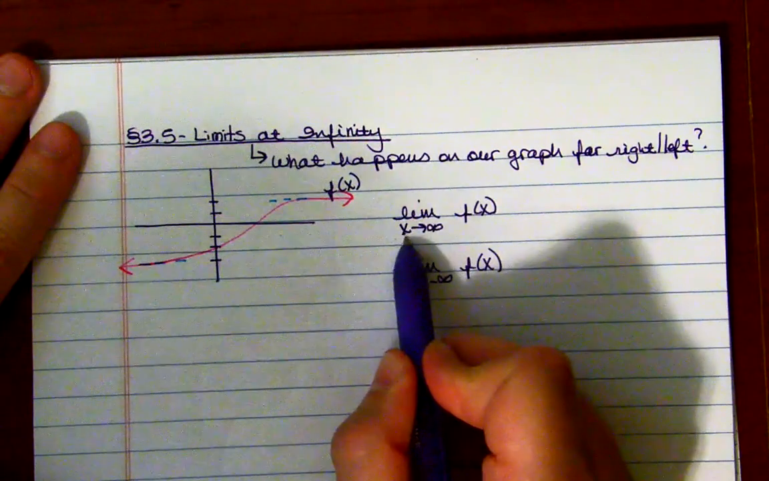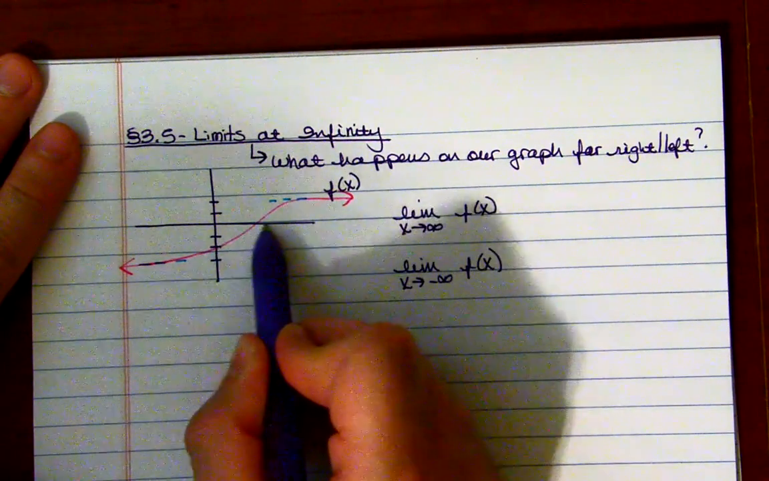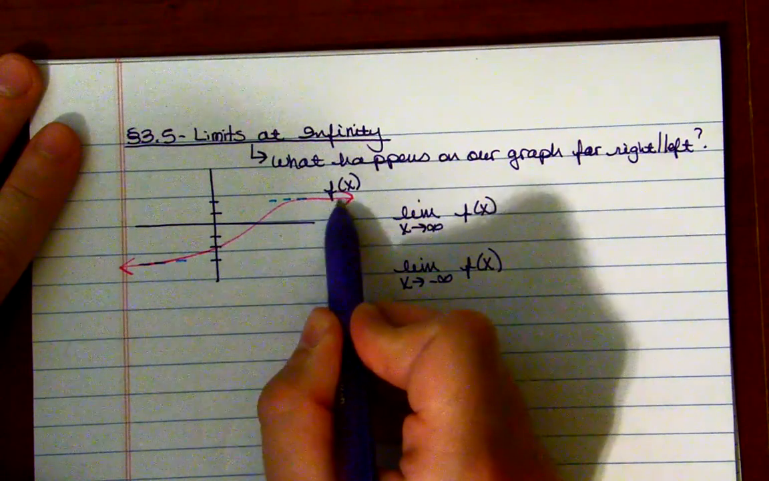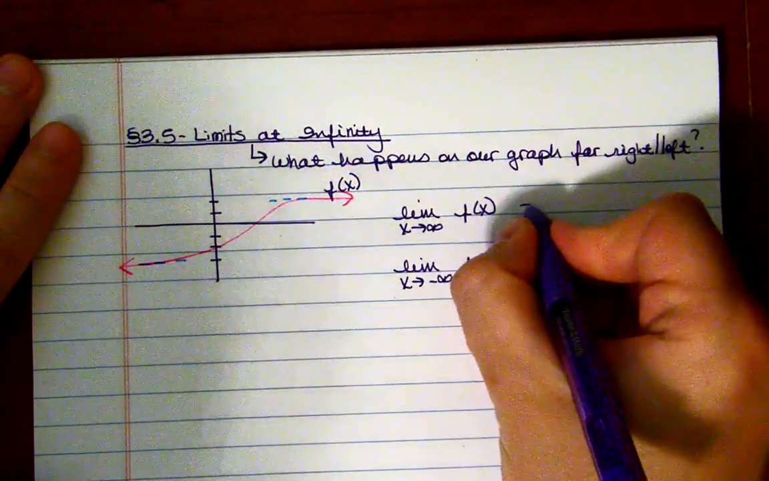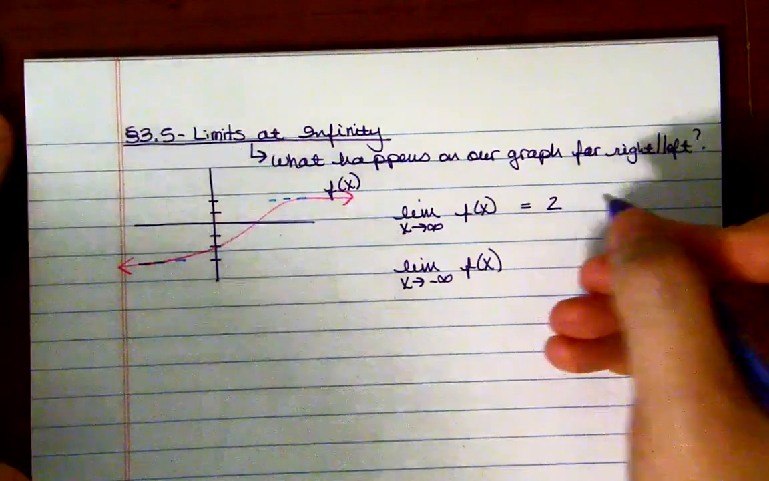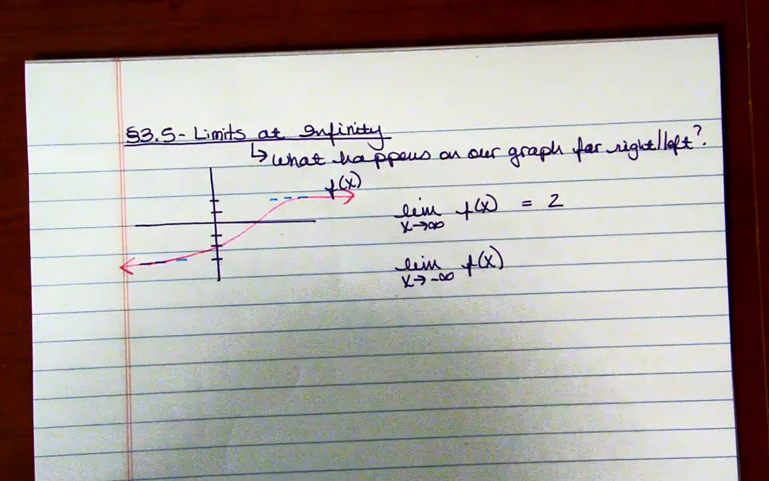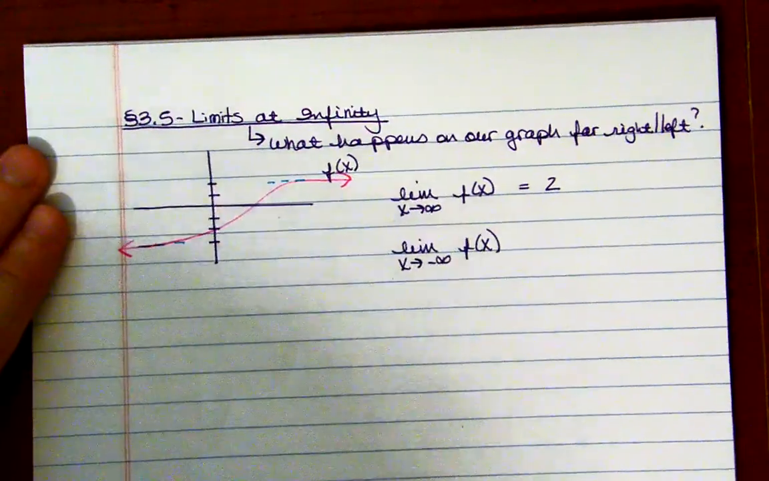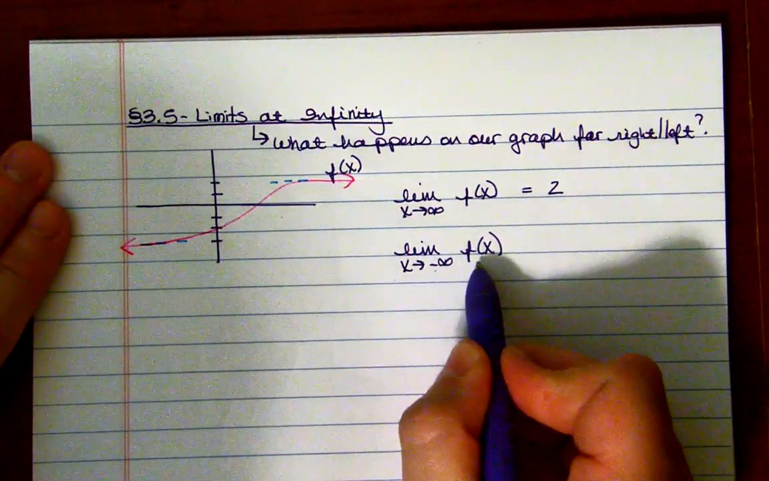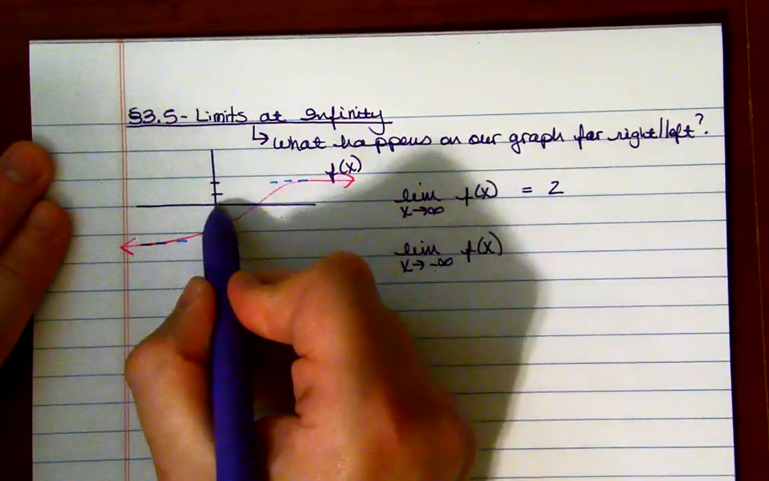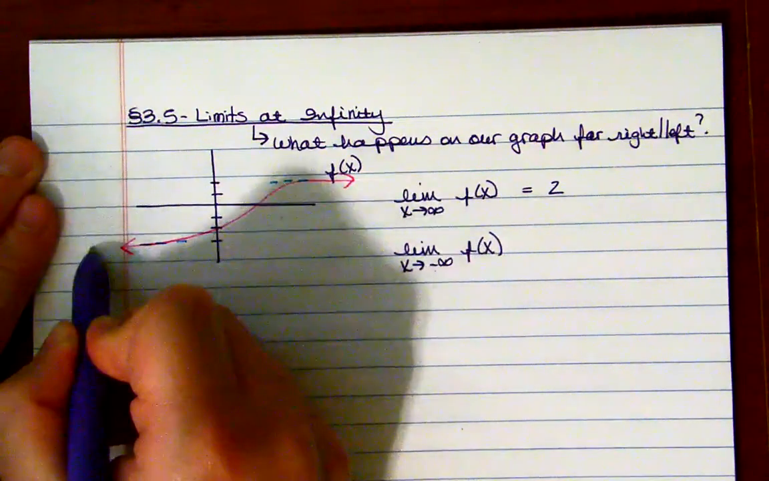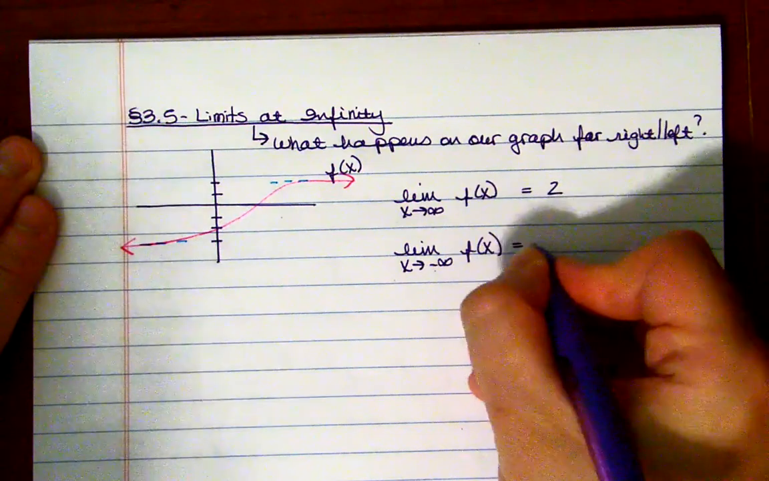So this first one, as x approaches infinity, as my x's get really, really big, my y's are leveling out. They're approaching a y value of 2. And I'm going to say that the limit as x approaches infinity of f of x equals 2. Similarly, as x approaches negative infinity of f of x, as my x's get very, very negative, my y's are getting really, really close to negative 3.